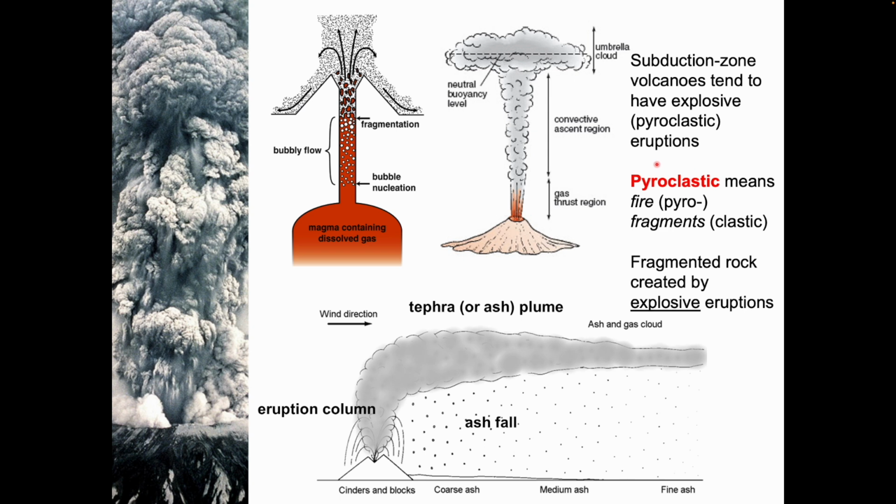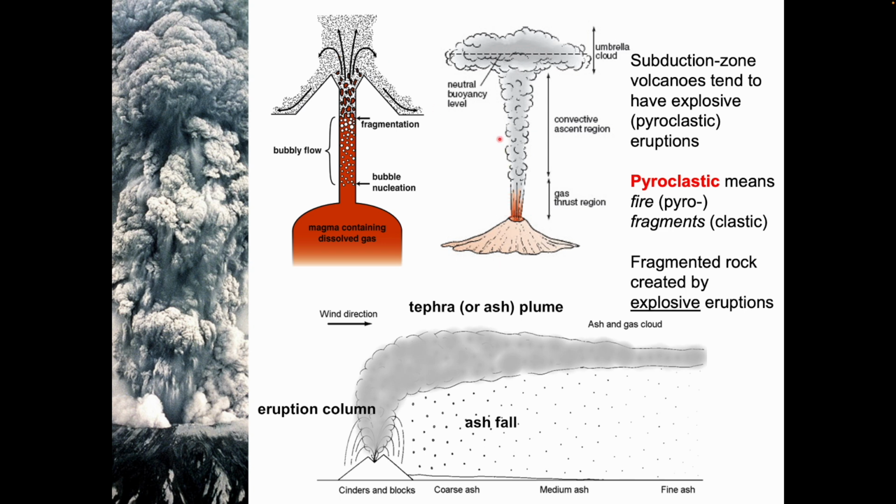Pyroclastic is our featured vocabulary word for this lecture, and when the word is broken down, it means fire, or pyro, and fragments, or clastic. Pyroclastic rocks are fragmented volcanic rocks created by explosive volcanic eruptions. We see a few different kinds here, where our bubbles rise through the magma, and as they reach a certain pressure point, those bubbles will explode, which drives fragmentation of your magma into very small fragments.